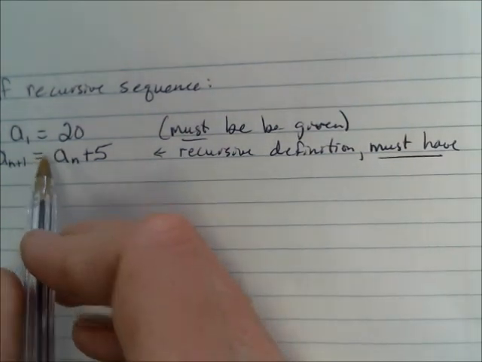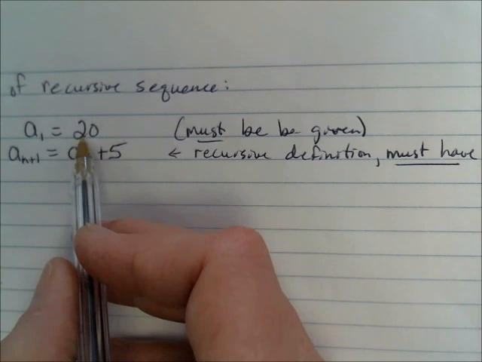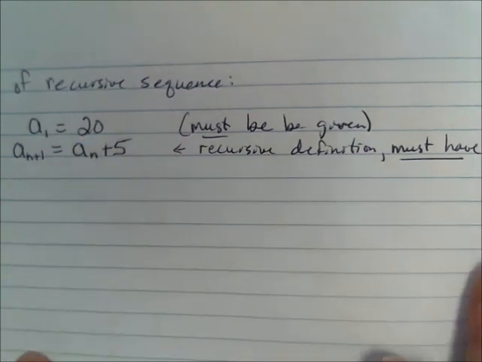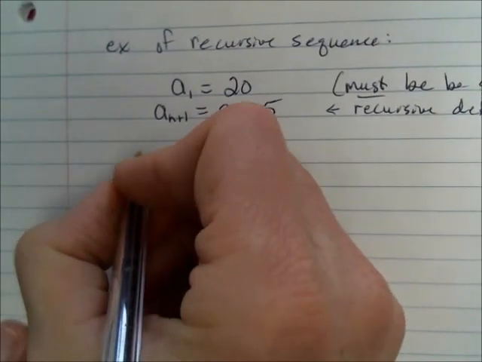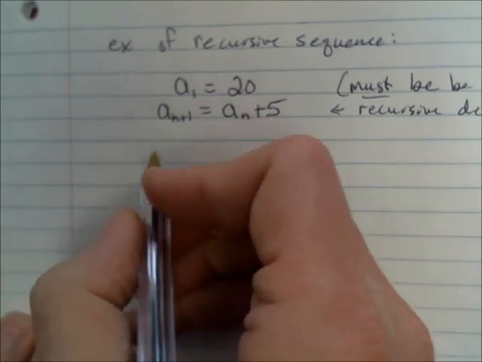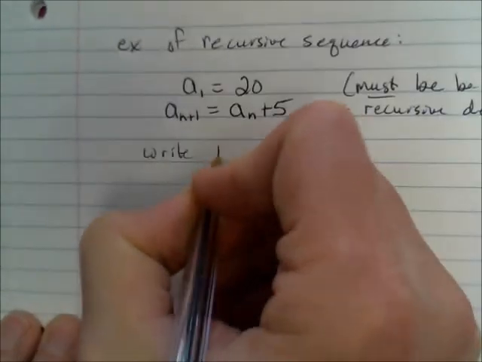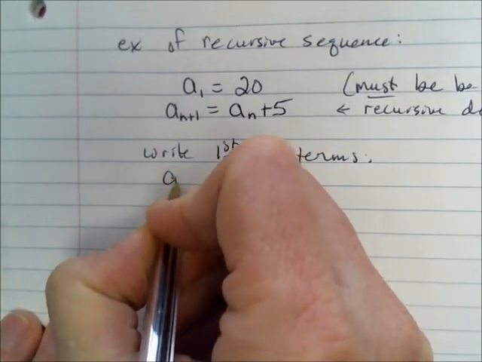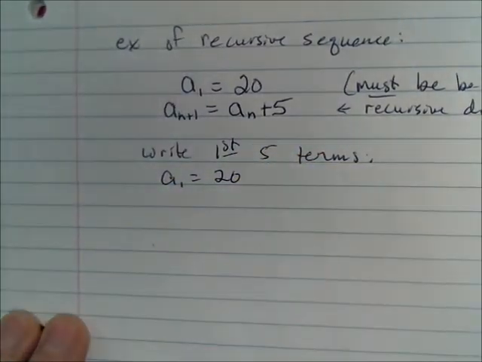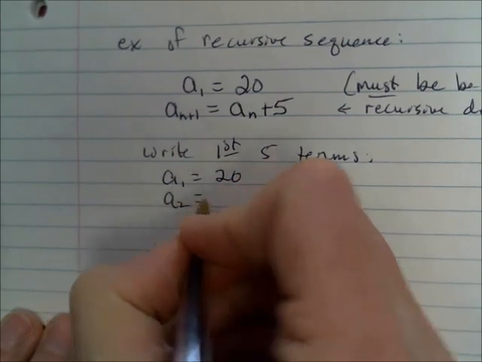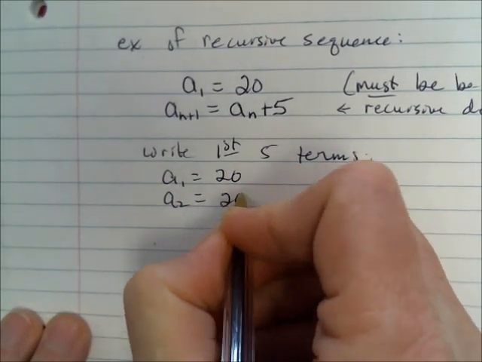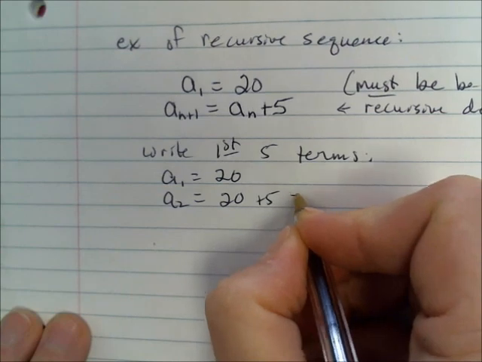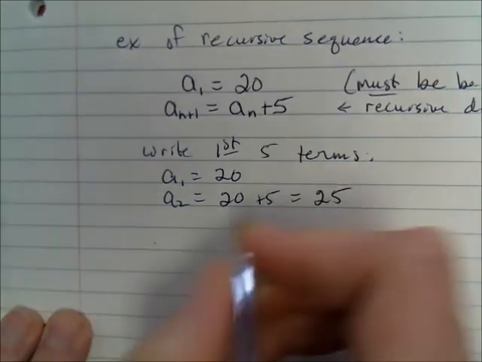You need two things for a recursive sequence. You need a first term, you need a definition. So if I want to write the first 5 terms, I say, well, the first term is 20 because they already told me that. The second term is you take the first term and add 5 to it. So the second term is 25.